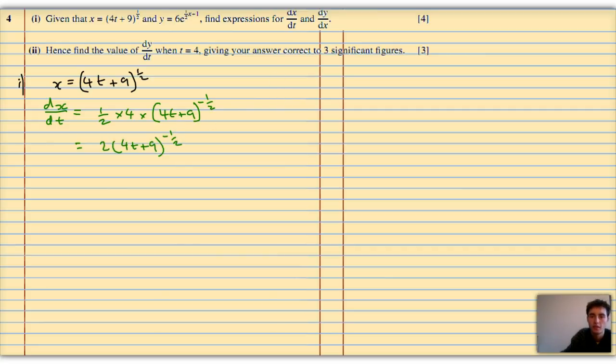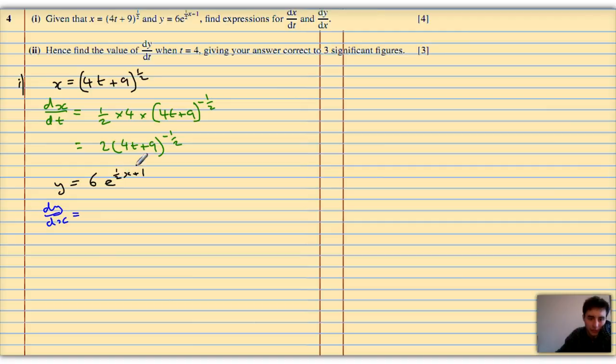Great. Now let's look at the other equation. So we've got y, and we've got it involving x this time. So it's 6e to the half x, and that is plus 1, I think. Plus 1. I hope it's a plus 1. Okay, so we can differentiate to get dy/dx this time, because we're differentiating with respect to x.